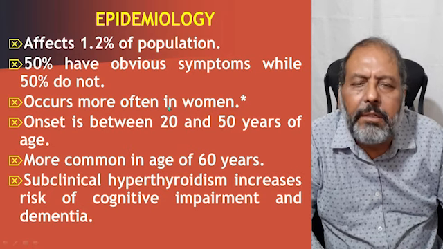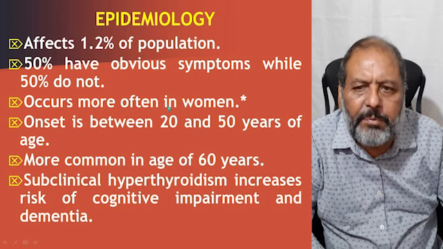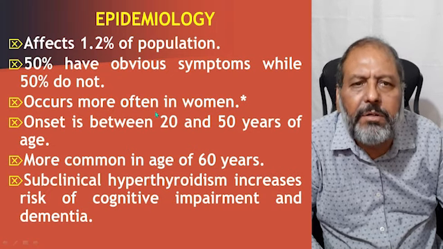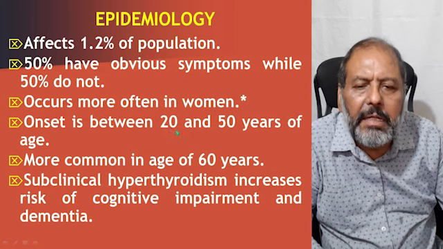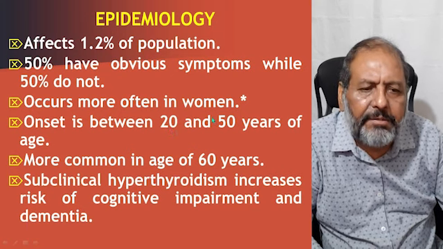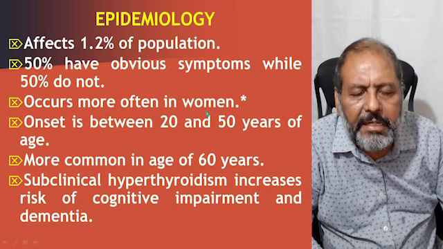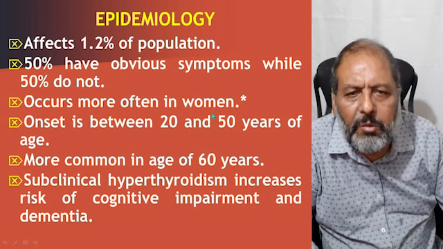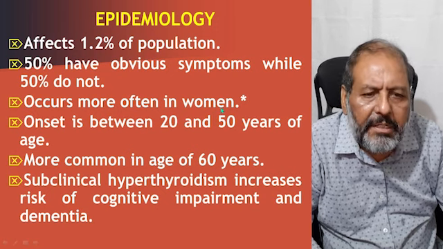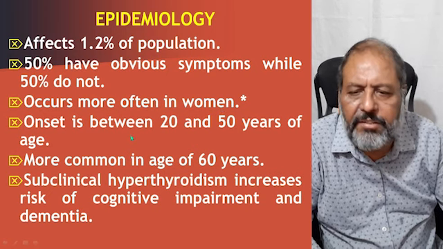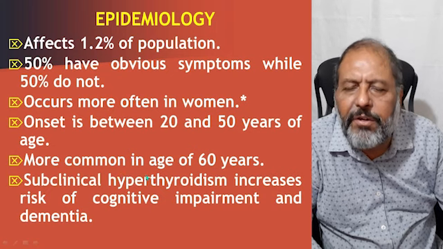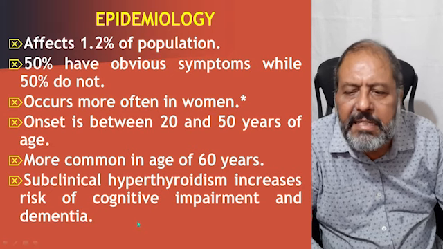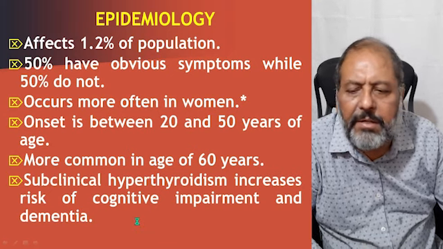Now, epidemiology. It affects about 1.2% of the population of the world. 50% have obvious symptoms, while 50% do not have symptoms, meaning asymptomatic. It occurs more often in women, as women have more body stress in case of menstruation, childbirth and lactation, so they need more thyroxine, and there is more production in case of stresses. Onset is between 20 and 50 years of age, and it is more common at the age of 60 years. Subclinical hyperthyroidism increases the risk of cognitive impairment and dementia.